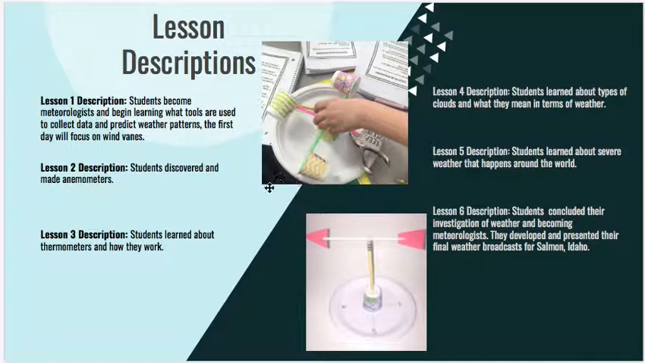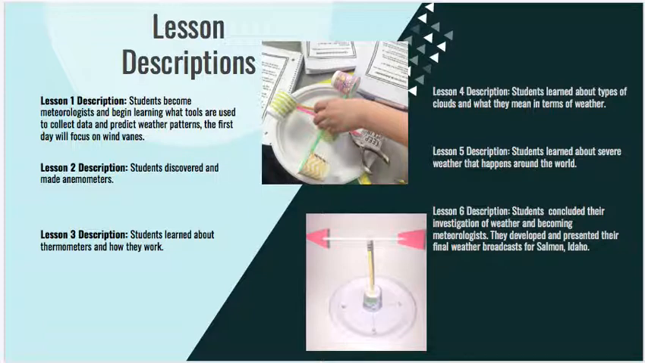So for the second lesson, we learned about anemometers, which is this tool up here. So the ones that we made actually didn't work very well. It was good for them to make a model and be able to visualize it, but when we went outside to collect data, it wasn't very effective. Thankfully, our school had one outside, so they were able to see an actual anemometer and how it works, and then use it to help them determine the wind speed.